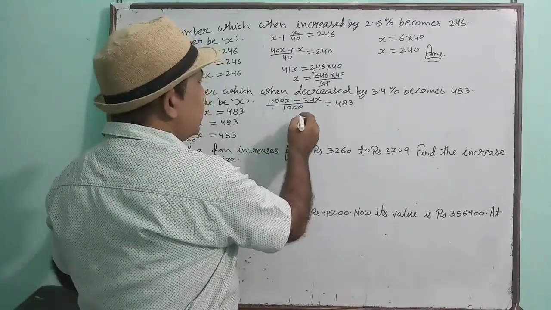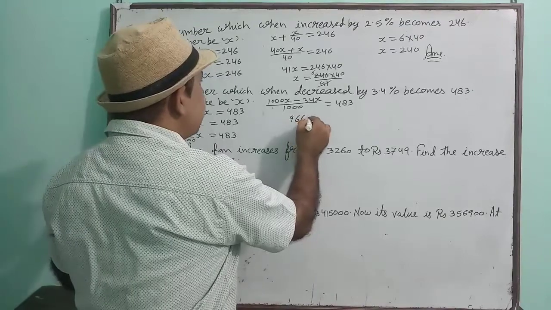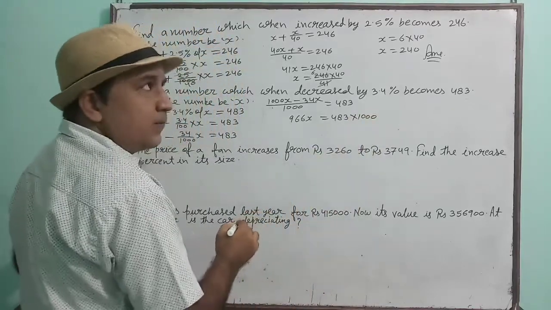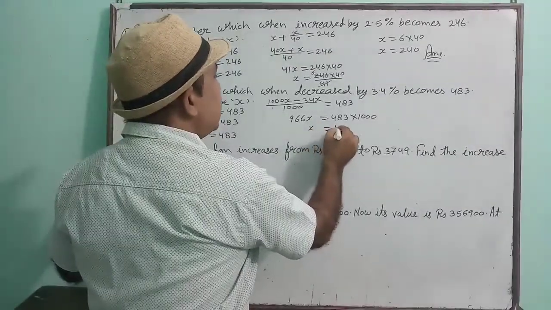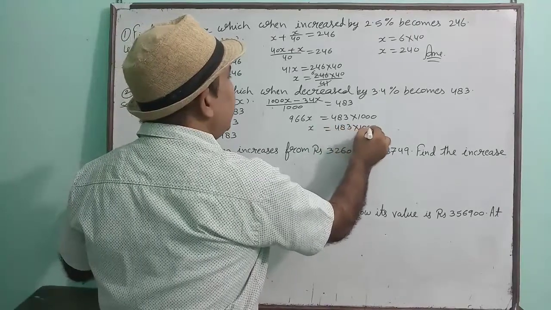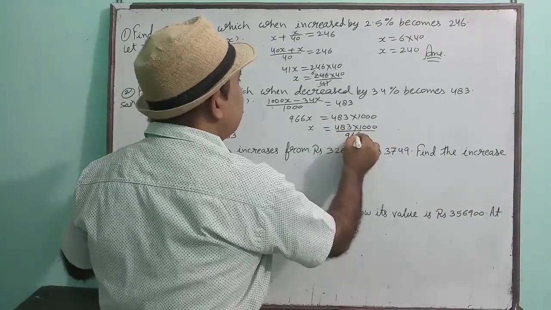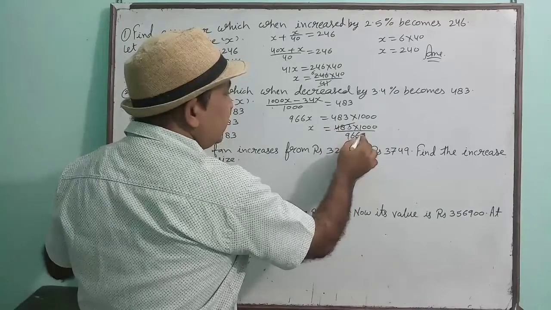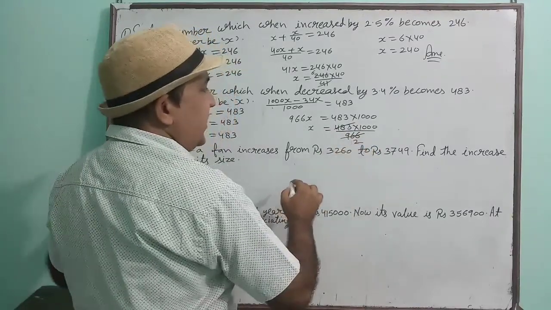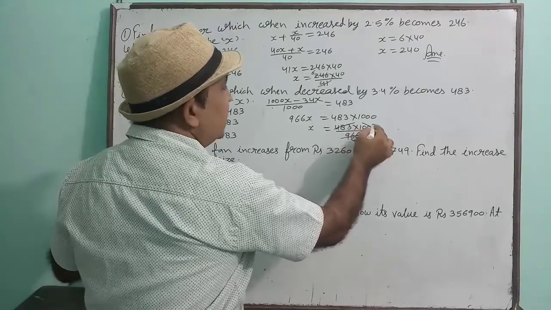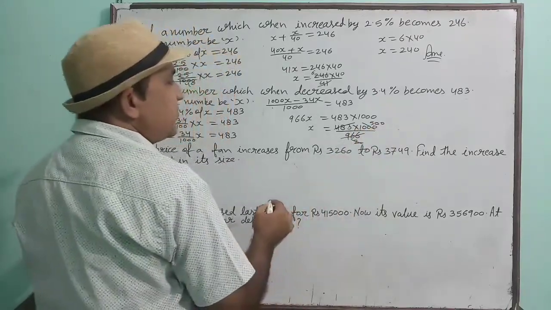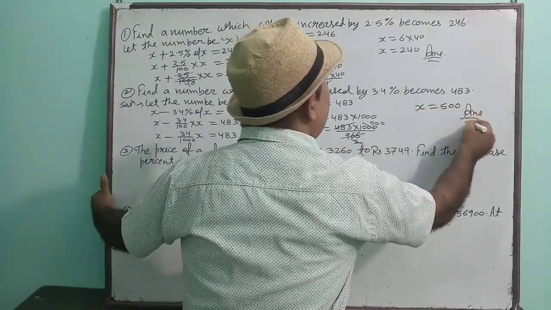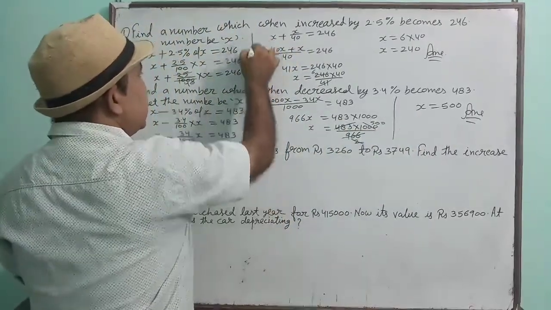1000 minus 34 is how much? 966x is equal to 483 into 1000. So x is equal to 483 into 1000 upon 966. Children, you can see that 483 divides 966 by 2 times, and 2 divides 1000 by 500 times. That means x is equal to 500, and that is your answer. Is this clear?